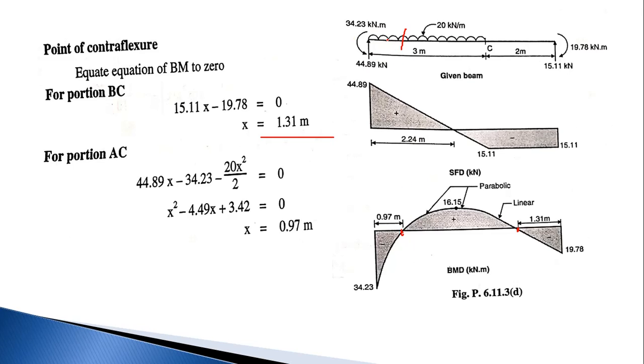Then for portion AC, in this condition the total number of forces is 3, that is RA, MA and the partial UDL. So first 44.89 into x, then directly minus the moment MA, 34.23, minus 20 into x and x by 2, that is 20 x square by 2, is equal to 0. So the equation becomes x square minus 4.49 x plus 3.42. Solving this equation, we get x is equal to 0.97.